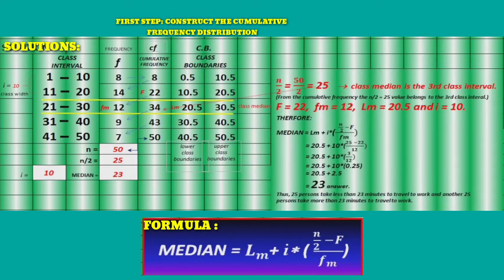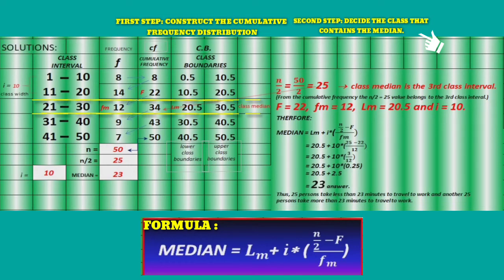Now let us proceed to the second step. The second step is to decide the class that contains the median. The class that contains the median is the third class interval, that is where the n/2 value falls.